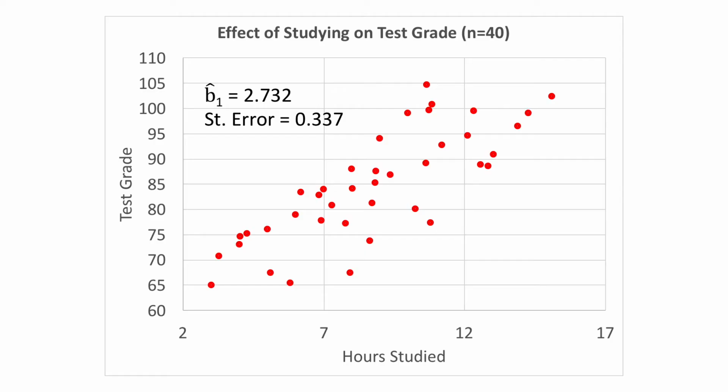The third step of a hypothesis test is a fun part. That's when we conduct the research. So here we have information on a sample of 40 students. You see a scatter plot showing the relationship between their test grade on the y-axis and hours studied on the x-axis. My regression result is beta 1 hat is 2.732. That says as you increase studying by an hour, it lifts your grade by 2.7 percentage points. And the standard error is 0.337. Both of these values, the beta subscript 1 hat and the standard error, come from regression software, computer software you use to estimate the regression model.